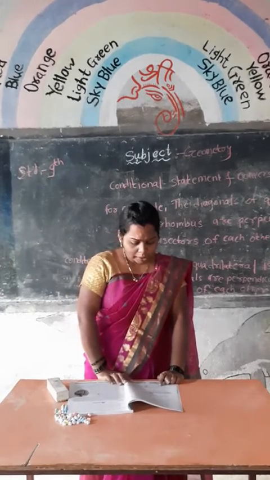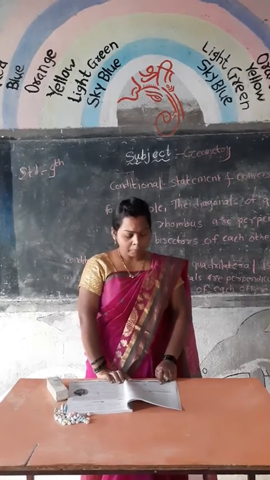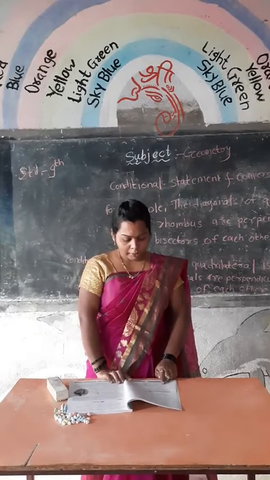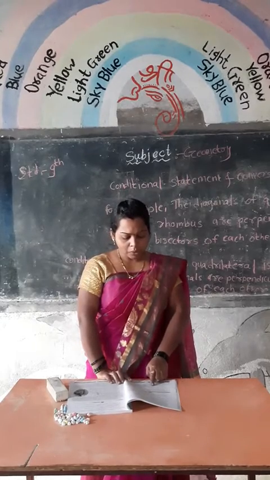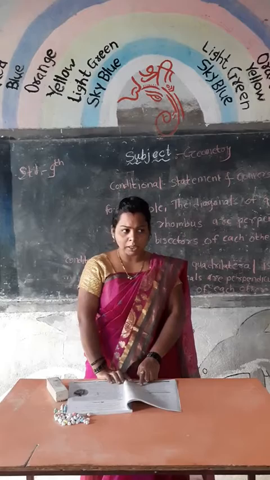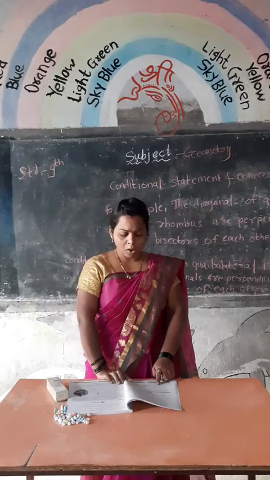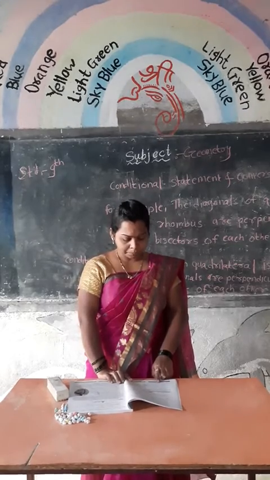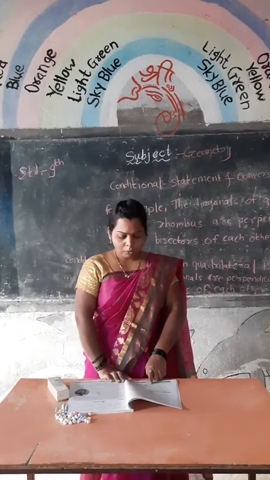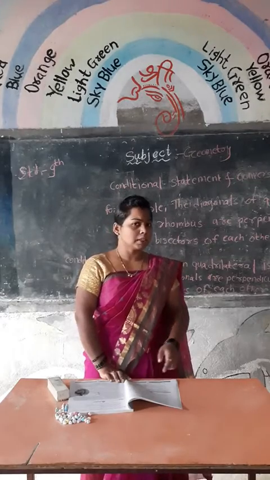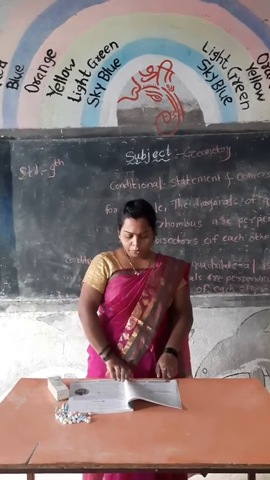If the antecedent and consequent in a given conditional statement are interchanged, then the resulting statement is called the converse of the given statement. If a conditional statement is true, its converse is not necessarily true.